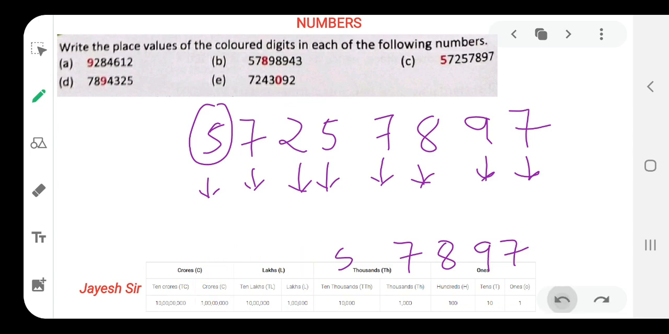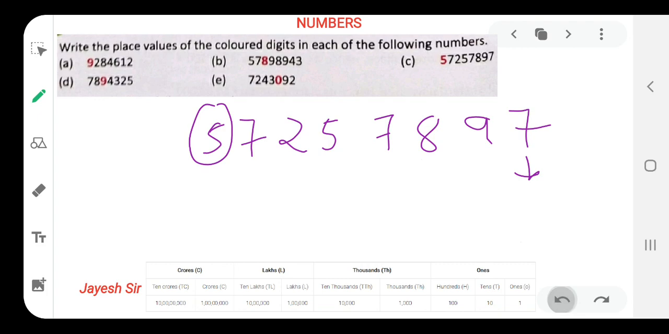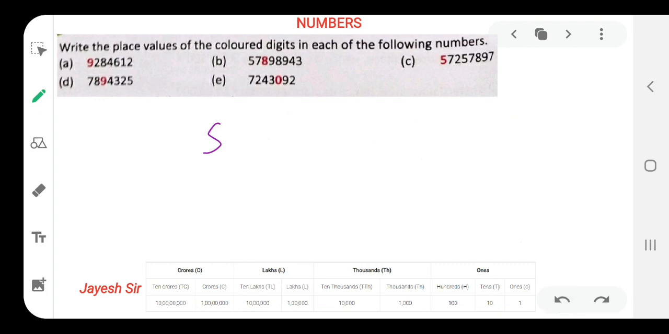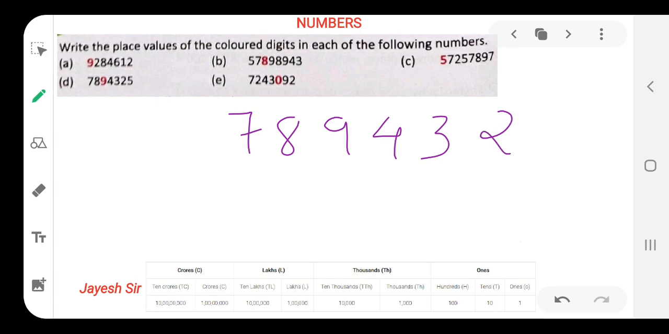So let's begin with our fourth sum, that is 7, 8, 9, 4, 3, 2, 5. Friends, if you understood, you can pause the video and try to solve the remaining two sums on your own. They are very easy. So 7, 8, 9, 4, 3, 2, 5. We need to find the place value for 9. Ones, tens, hundreds, thousands, 10,000. So the place value for this is 10,000.